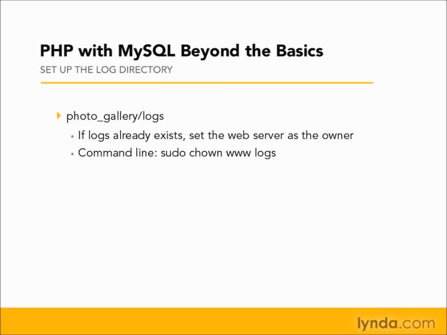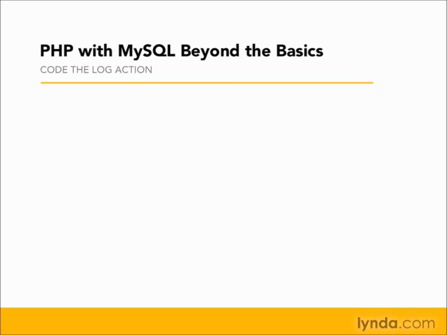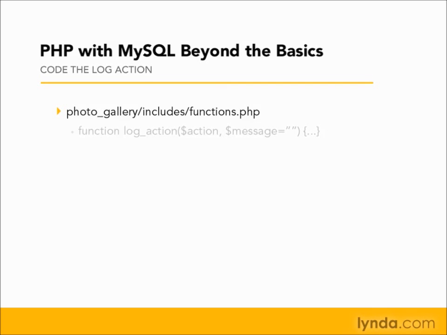Once you have your log directory set up, then we're ready to start looking at the requirements that you're going to need to meet for this exercise. The first is that we're going to need to code the log action. And we're going to do that in functions.php, and the function will be called log_action, and we'll give it 2 parameters. The action that we want to log, and then a message to go with it. So you'll want to write that PHP code to make that happen.